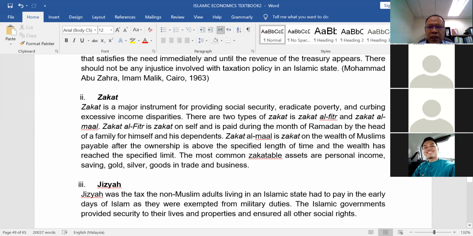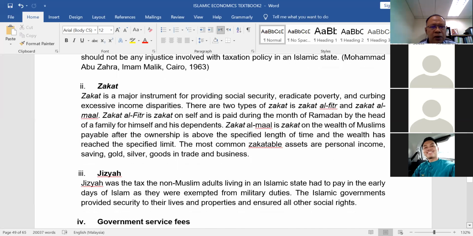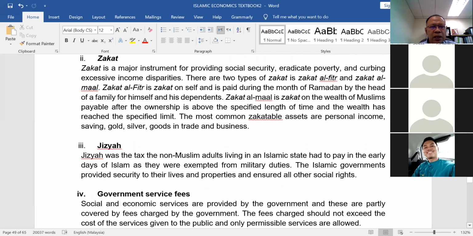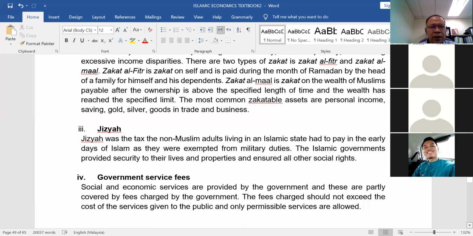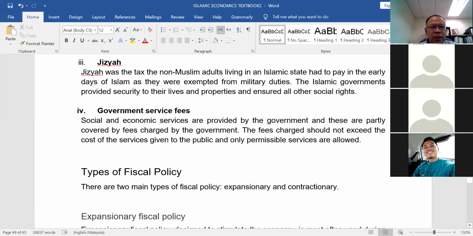Zakat is collected from the Muslims eligible to pay zakat and distributed to 8 asnaf of zakat as stated in the Quran. And jizya is a tax the non-Muslim adults living in an Islamic state had to pay in the early days of Islam. Sekarang tak ada dah jizyah. And then yang keempat, government service fees.